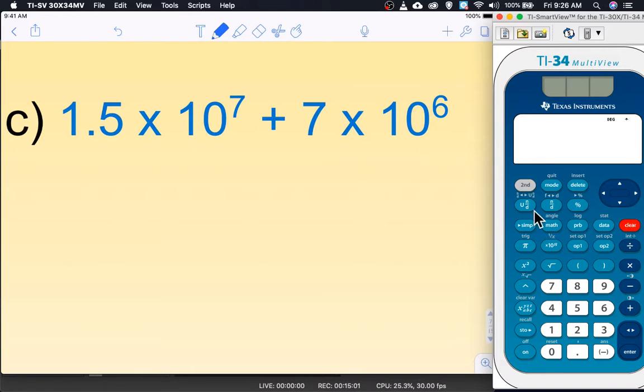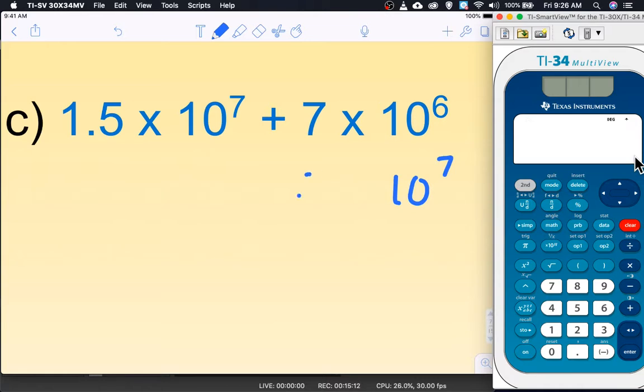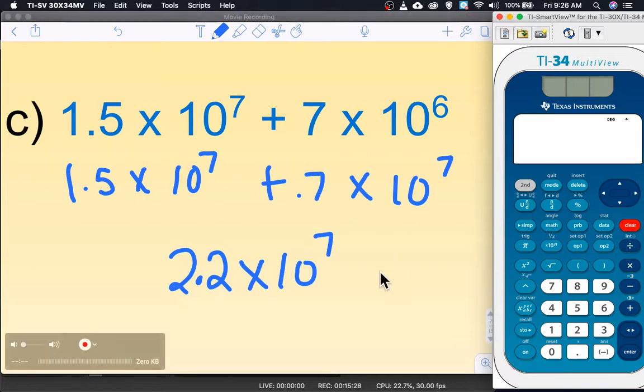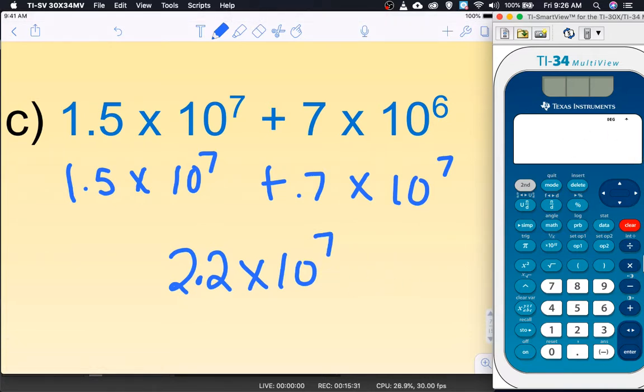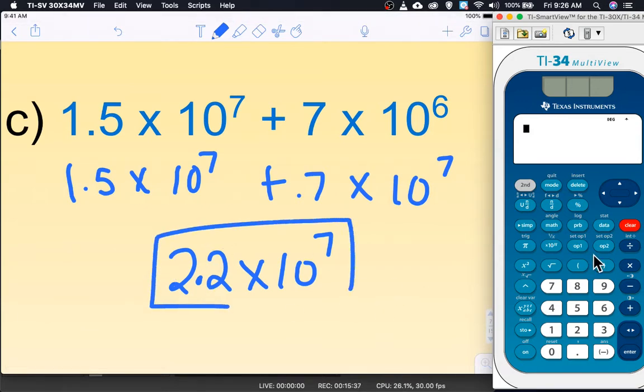All right, so if we change the smaller exponent to match the bigger one, I'm going to make this a 10 to the 7th power. That exponent got bigger by 1. This decimal piece will get smaller by 1, so it becomes a 0.7. I can add those decimal pieces together in my head. That's going to be a 2.2. My power of 10 stays the same. And the last thing I'm looking for is, is this actually scientific notation? And yes, it is. That one's done.